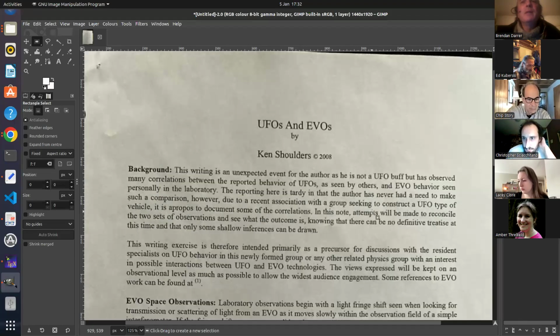In this note, attempts will be made to reconcile the two sets of observations and see what the outcome is. Knowing that there can be no definitive treatise at this time, and that only some shallow inferences can be drawn.